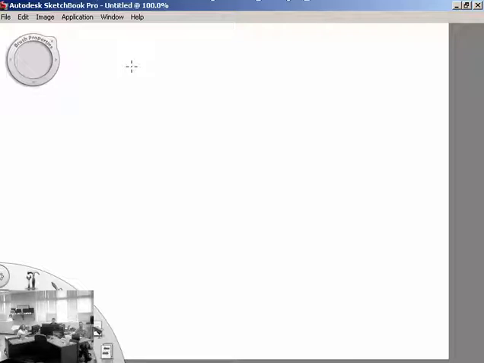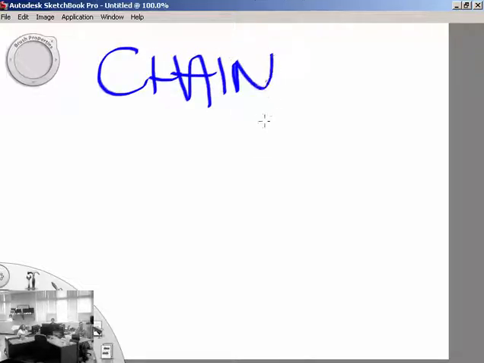Okay. What is chain dimensioning? So chain dimensioning. What is it? What can you tell me a little bit about it? If it helps, we can always draw a picture. You're going from one point to the next. There you go. You're going from one feature, one point to the next.